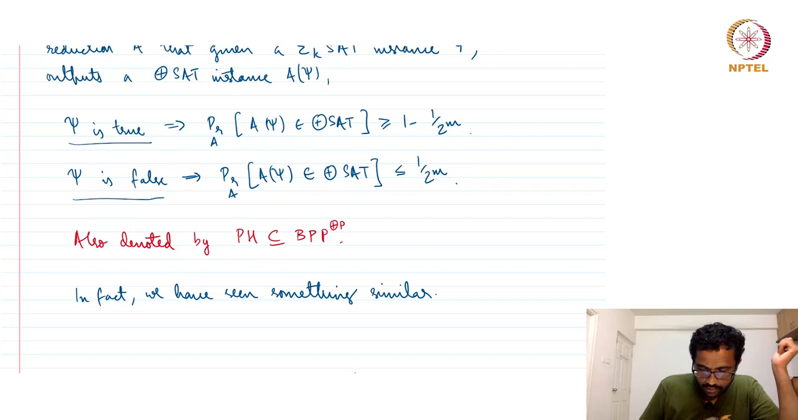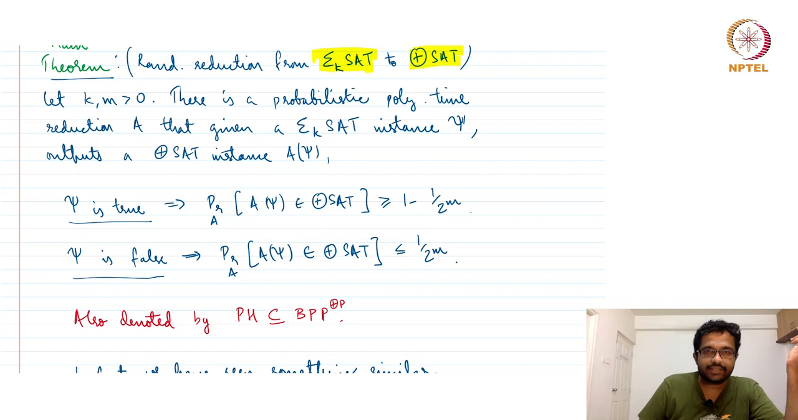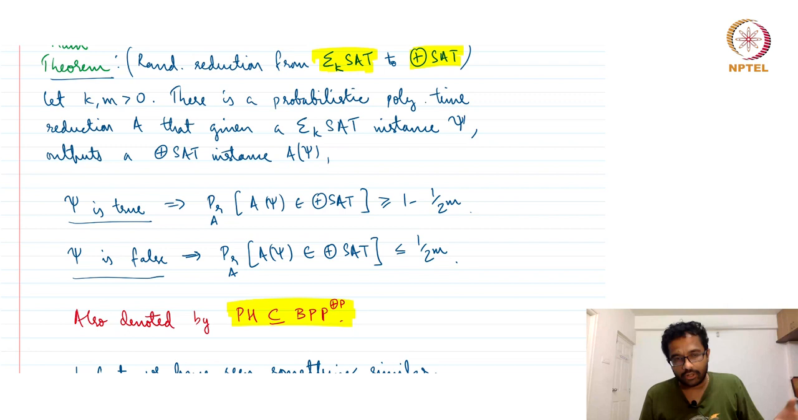Another way to see this is that on the left-hand side we have a Sigma k SAT instance, which is an arbitrary language from the polynomial hierarchy. So the polynomial hierarchy is contained in BPP with access to a parity P oracle. You can think of a parity P oracle as, instead of an oracle that counts the number of satisfying assignments, an oracle that just tells you whether the number of satisfying assignments is odd or even. So it's a weaker oracle than a sharp P oracle, because if you can count, you can certainly determine the parity.